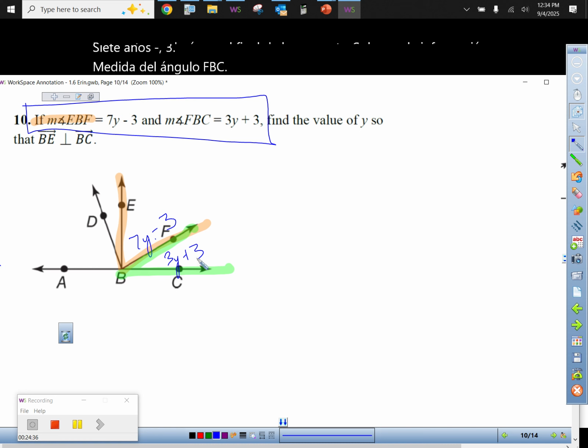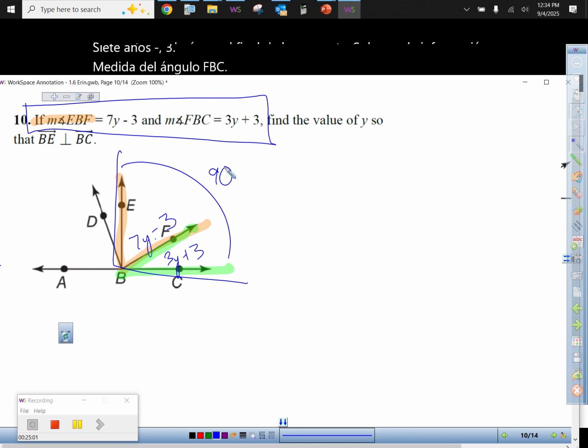But then they changed the question wording a little bit. They didn't tell me they were perpendicular. They're asking me, what does y need to be to make them perpendicular? But you can still treat it the same way. If they were perpendicular, what would this entire angle measure? 90. So you still add them together and set it equal to 90.